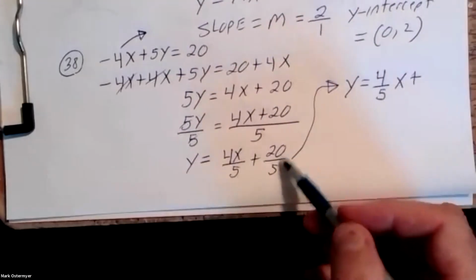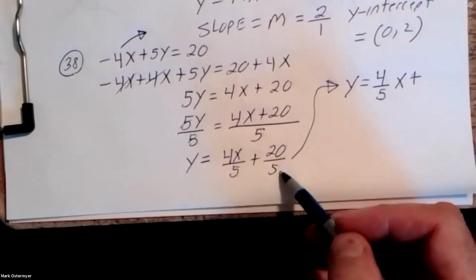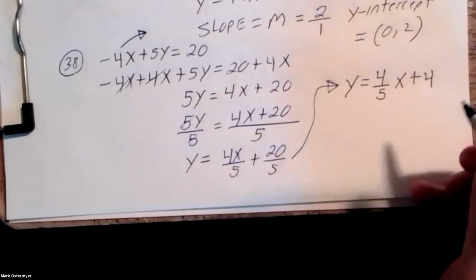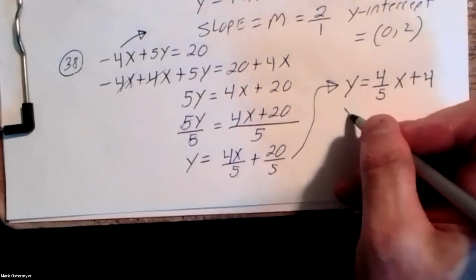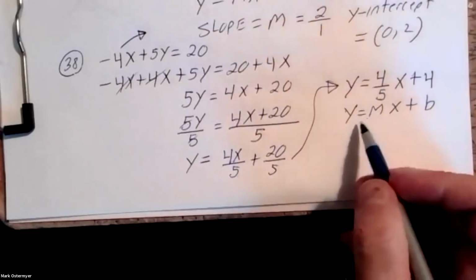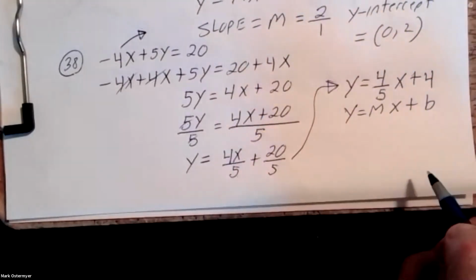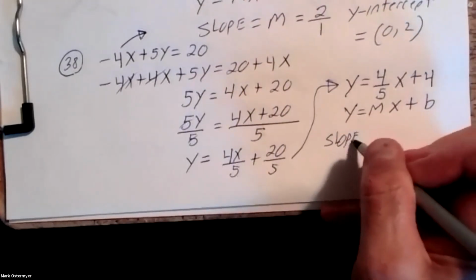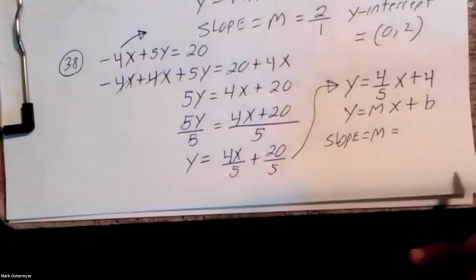What does 20 over 5 reduce down to? 4. Liza, what form is my equation in now? y equals mx plus b form. Do you agree? It's now in slope-intercept form. So what's the slope of my line? I should be able to read it right off from the equation. What is it?